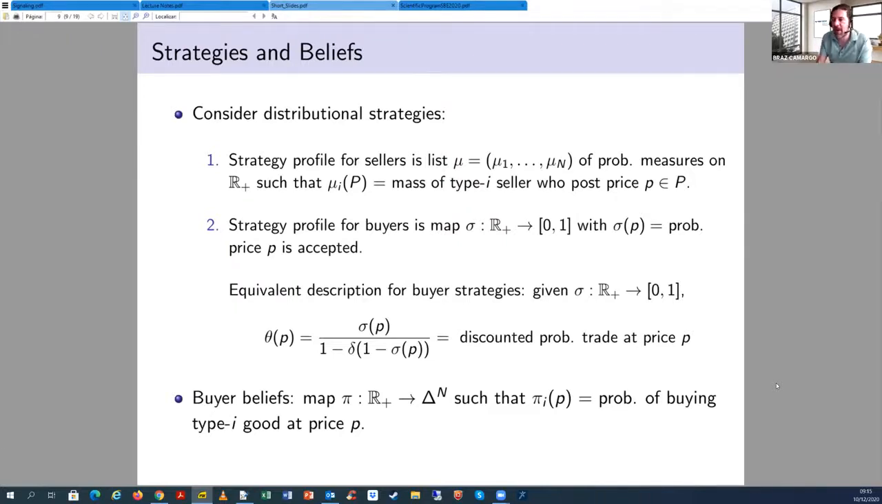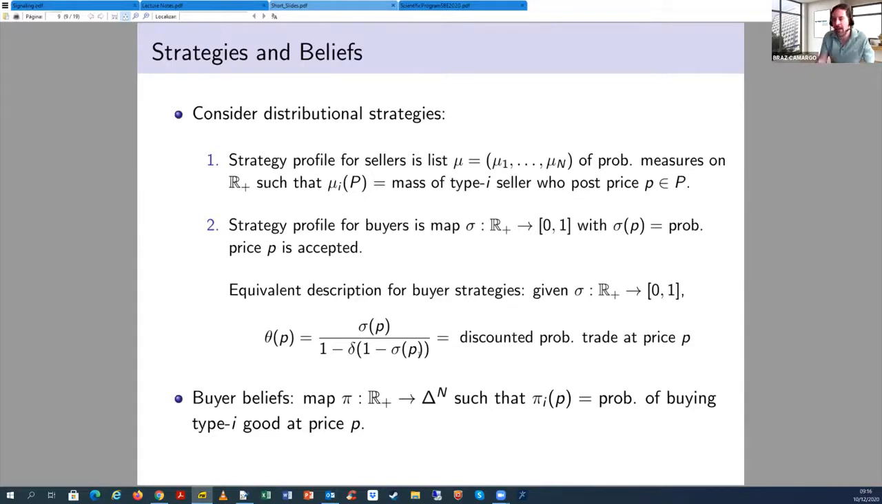A strategy profile for buyers is going to be described by this map from R plus into [0, 1], saying: what's the probability that, if I as a seller offer a price P, this price is accepted? Now, an equivalent way of describing the strategy profile for buyers is using not this instantaneous probability of trade, but a discounted probability of trade, which is given by theta of P, which is sigma of P over 1 minus delta times 1 minus sigma of P.